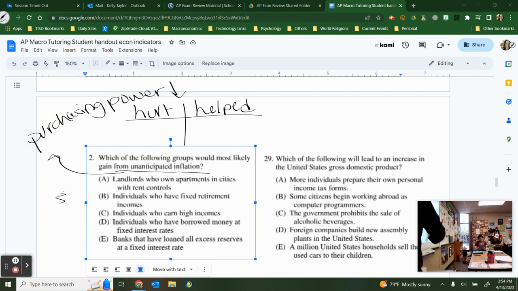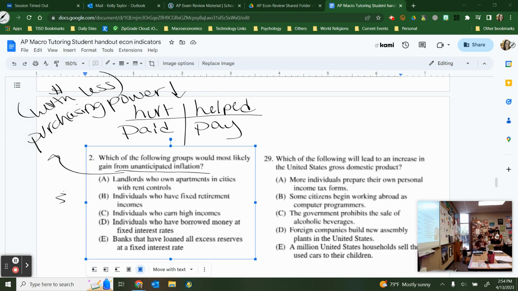All right, so the money is worthless. That's when the purchasing power goes down, so it is worth less. If I have to pay something with worthless money, that's like paying with monopoly money. That doesn't bother me at all. So I am helped if I am paying. But if I'm being paid money that is worthless, that sucks, because the money you're giving me is monopoly money. Four of these people are paid money that is worthless, while one person is paying, and we're looking for someone who's paying.